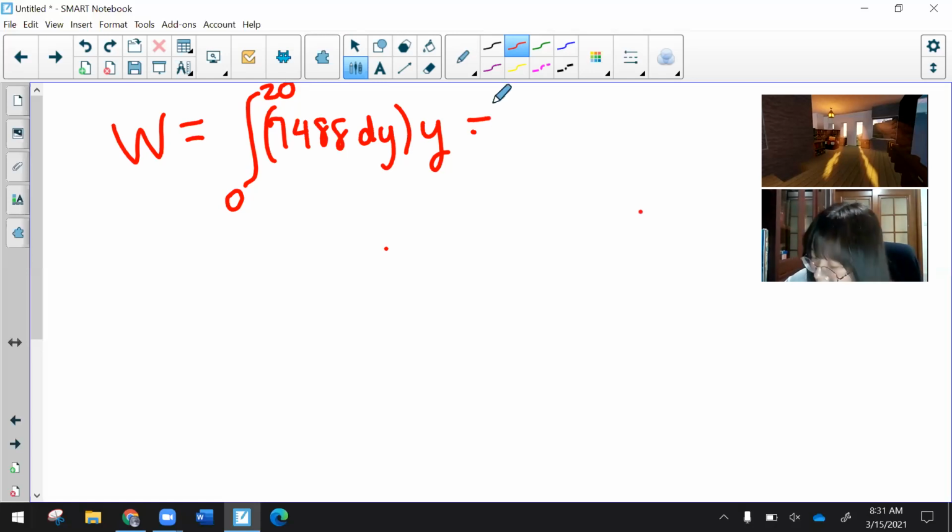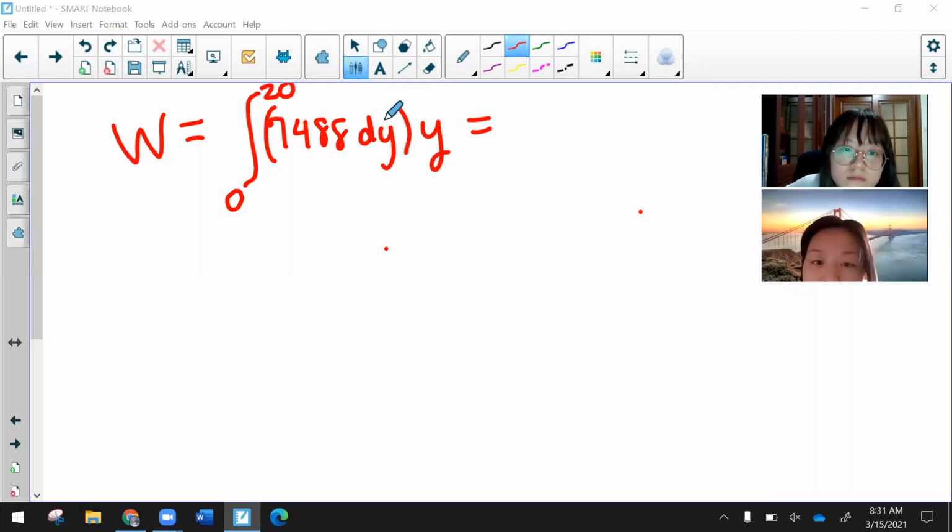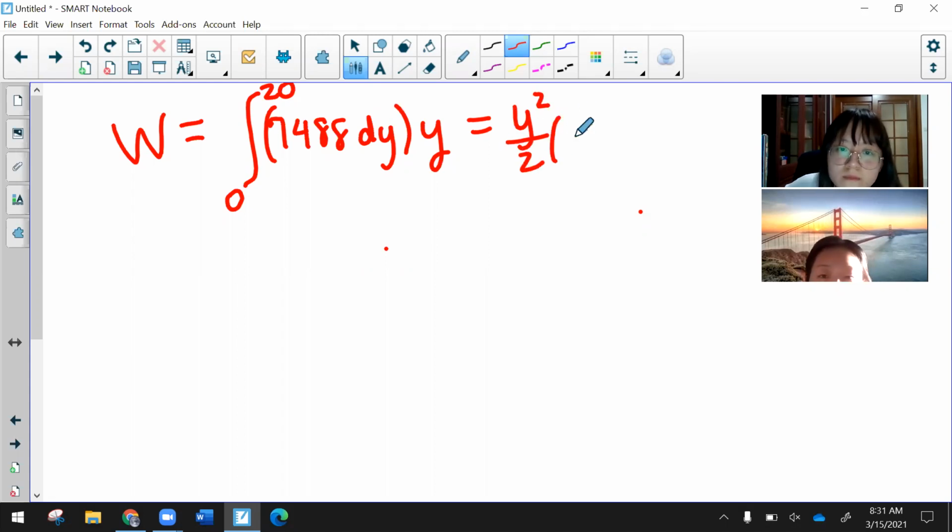So I've come to an integral. What's the first thing I ask myself? Can I do it by inspection? Yeah, okay. What's the antiderivative of y going to be? y squared divided by 2. So that's going to give me y squared over 2 times 7,488. And I'm going to evaluate that from 0 to 20.